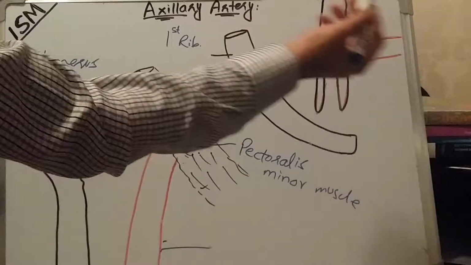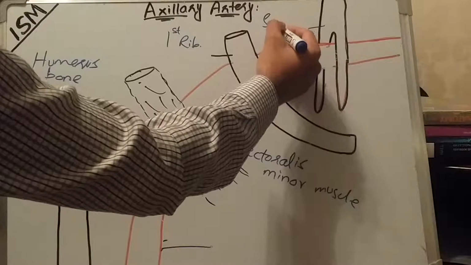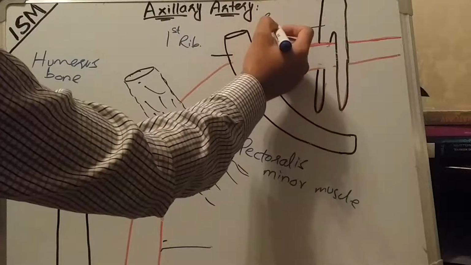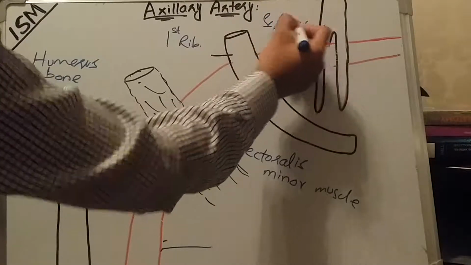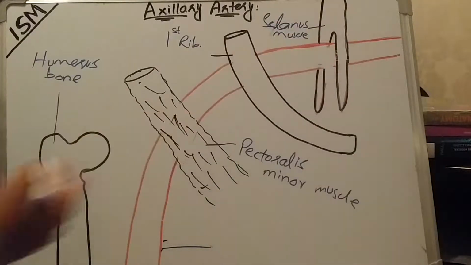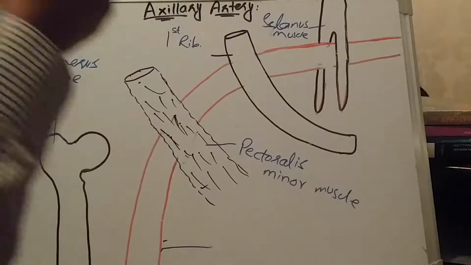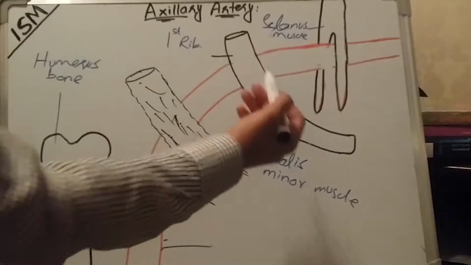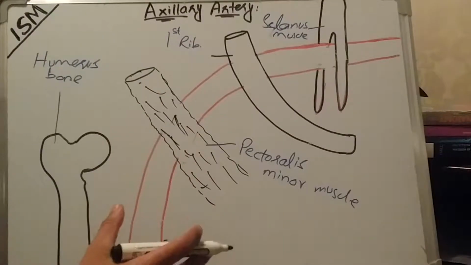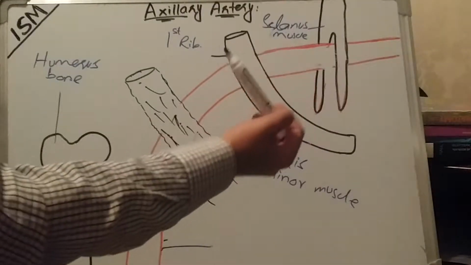We discussed the scalenus muscles in the previous lecture. This is the scalenus muscle. So why did I make all these things over here? I made the scalenus muscle, the first rib, and the pectoralis minor muscle just for convenience, so that you can easily understand. What is the difference between the subclavian artery and the axillary artery?